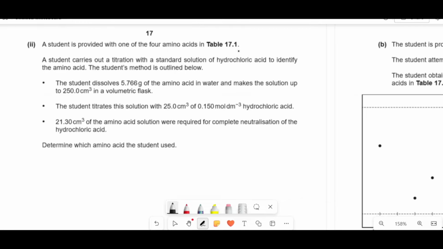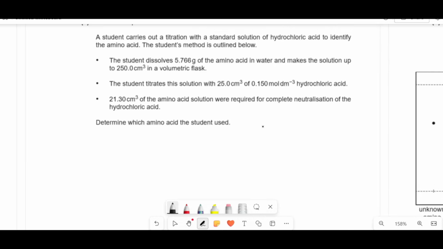So students are provided with one of the four amino acids in this table. They carry out a titration with a standard solution of hydrochloric acid to identify the amino acid, and their method is done below. So please read the text that they give you. Don't just jump straight into working out moles. So many people just do not get these questions right because they just don't read the question. This is reading comprehension. You learn it in primary school.